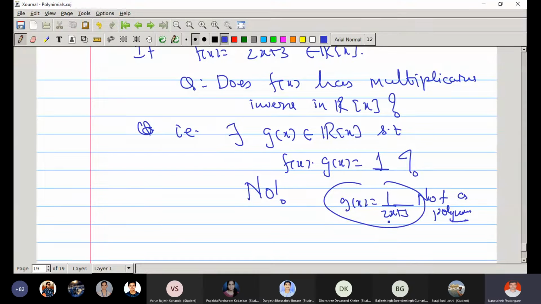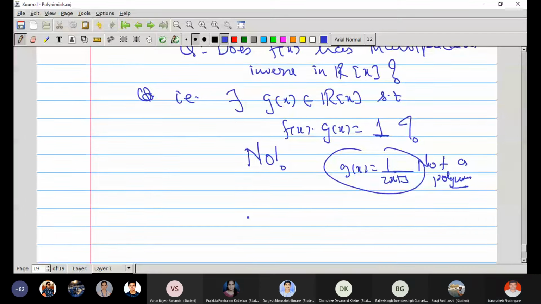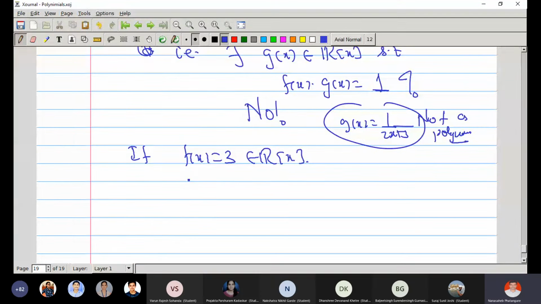Now if I take f(x) = 3, is it a polynomial in R[x]? Yes, then f is a polynomial. Now I will repeat the same question. Does this polynomial possess a multiplicative inverse? And the answer is yes.